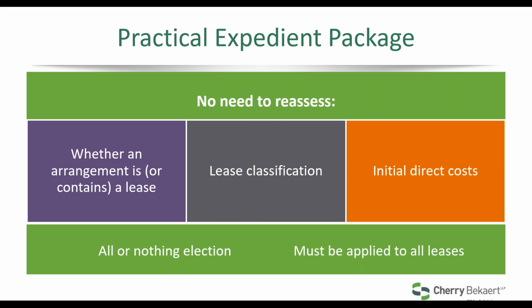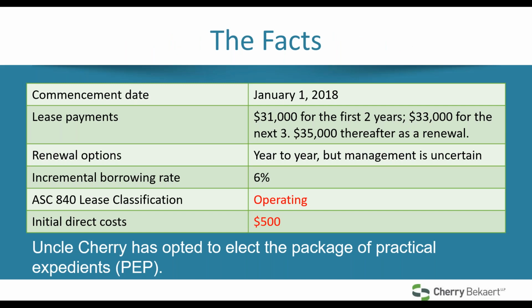All right. So thanks for that little pit stop on theory. Let's get back to our example. Just to refresh your memory, this was a lease that started in 2018. We have our payment schedule. We have a 5-year lease with 4 years remaining. The incremental borrowing rate is 6%. And I've highlighted in red the pieces that are affected by us adopting the practical expedient package.